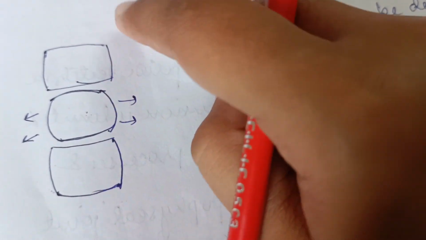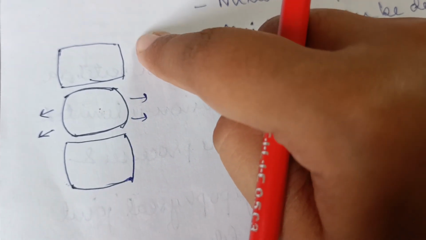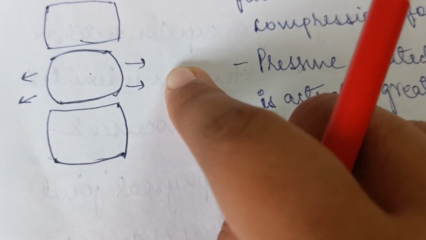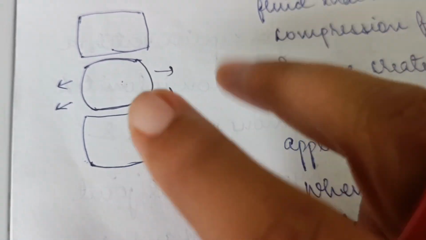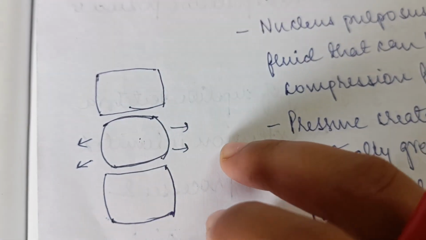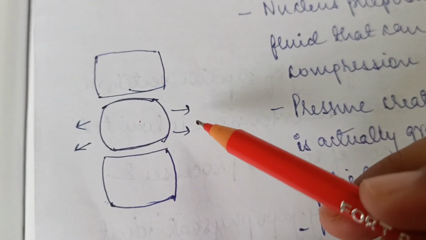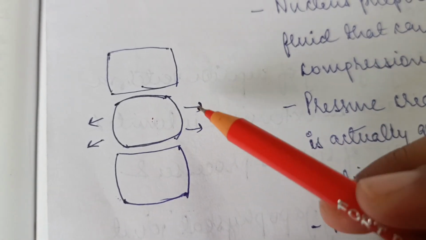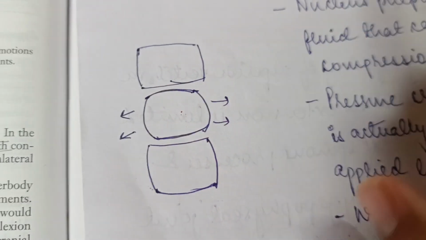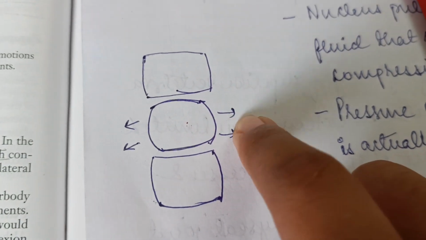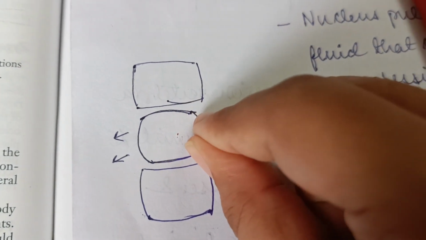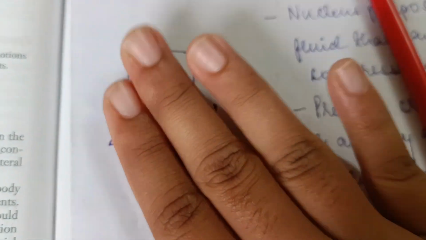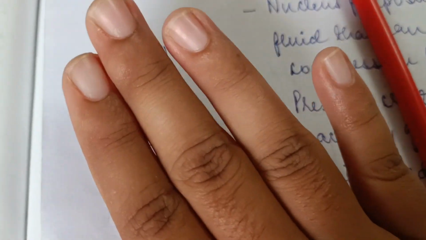In forward flexion, the anterior structures are subjected to compression, and posterior structures are subjected to tension, and in extension it is vice versa. In lateral bending, on the side to which the bending occurs, compression of the disc occurs, and the opposite side is stretched. Suppose you are bending towards the right side, so on this side your disc is going to get compressed and on the opposite side it is going to get stretched. So this is what you have to understand about bending.